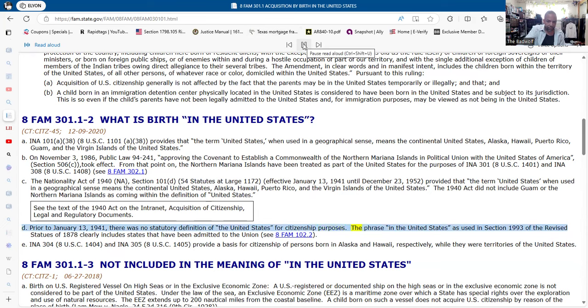Purposes. The phrase in the United States as used in... Now, the phrase in. They added the word in because now in means inside the corporation, the paper jurisdiction, the zip codes, legal persons. U.S. citizen. This is where it splits. Because now you're in something. So they had to define this. Because now you're in, comma, the United States. Because the United States means something different than United States.